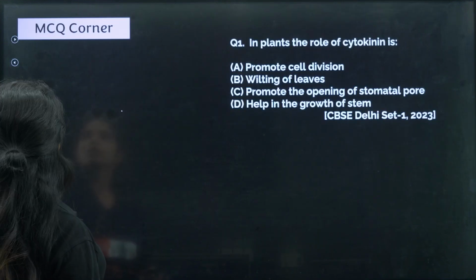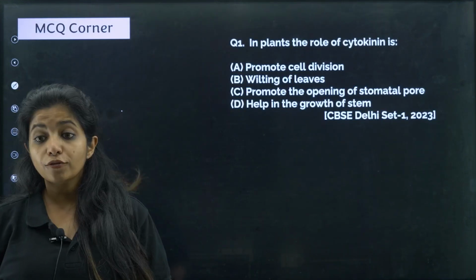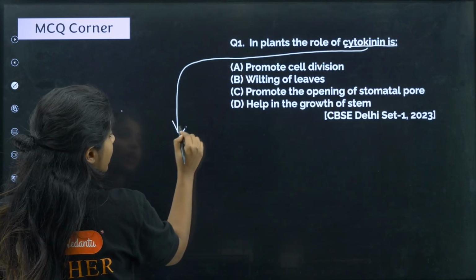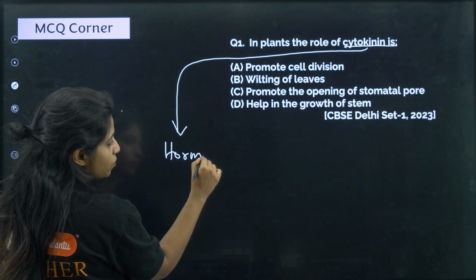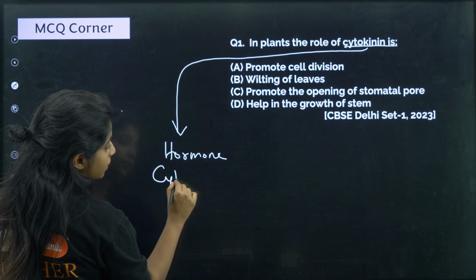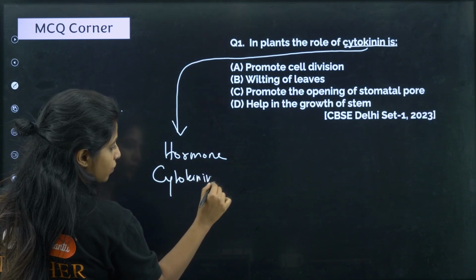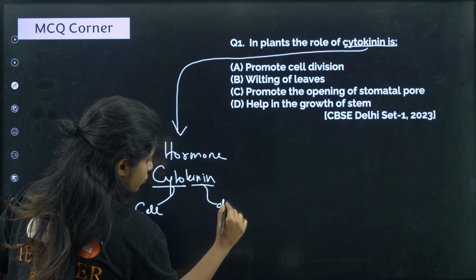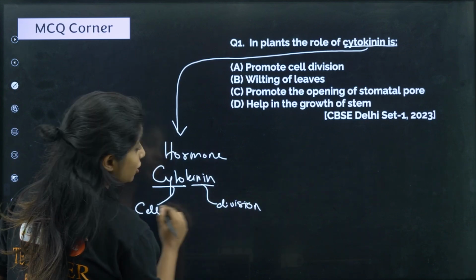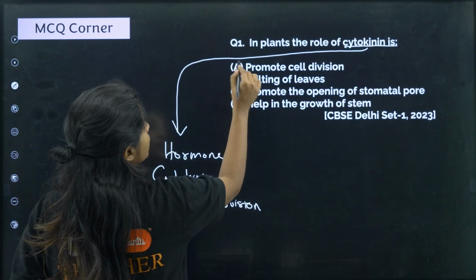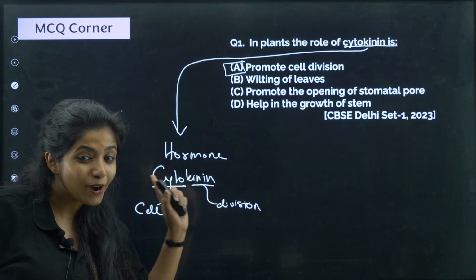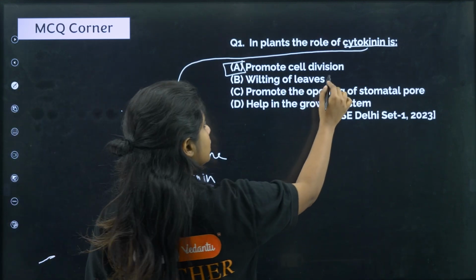So over here the first question says, in plants the role of cytokinin is. What is the role of cytokinin? Cytokinin is a plant hormone, my dear children, and if you divide the term that is cyto and kinin, cyto means cell and kinin means division. So cytokinin is basically that hormone that will be promoting cell division, my dear children, and with that we get 1 mark.